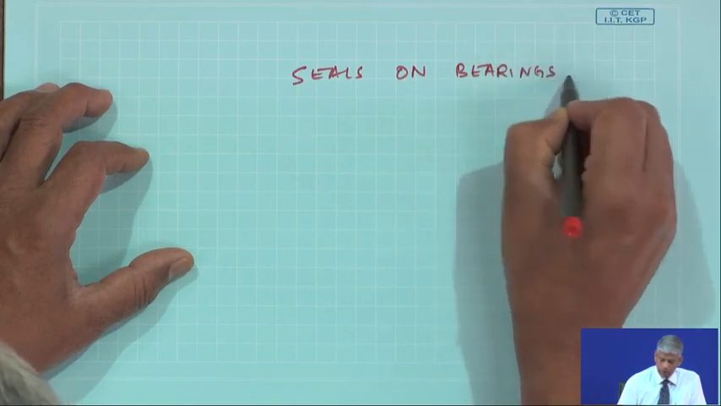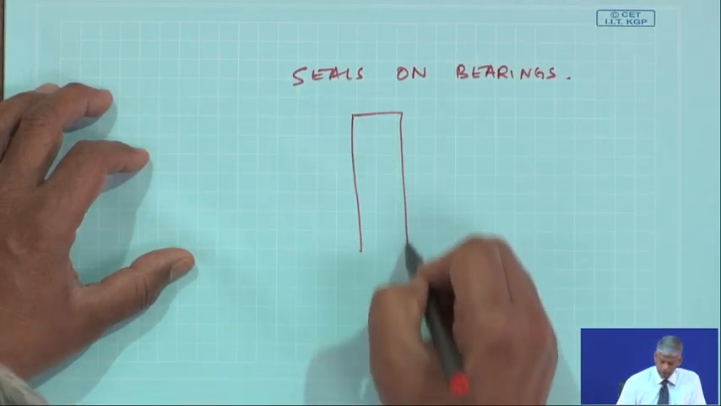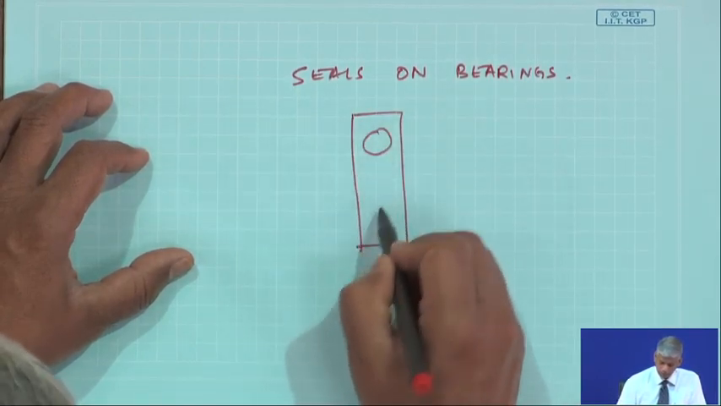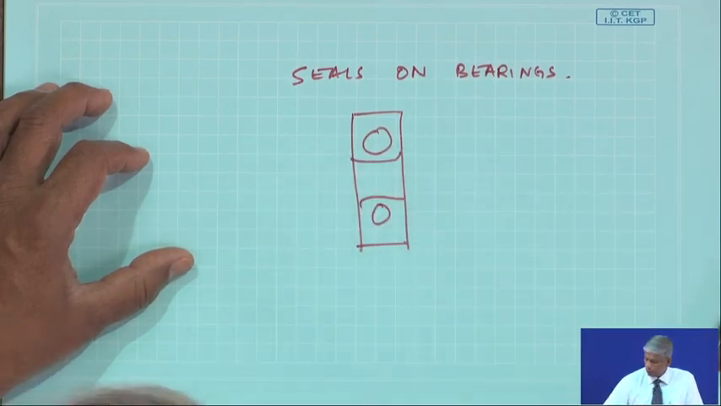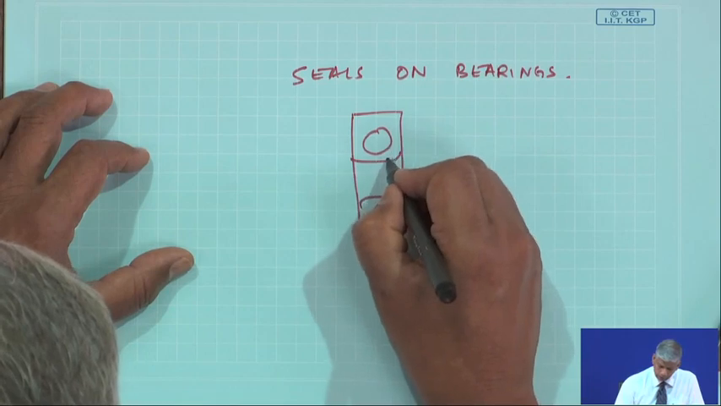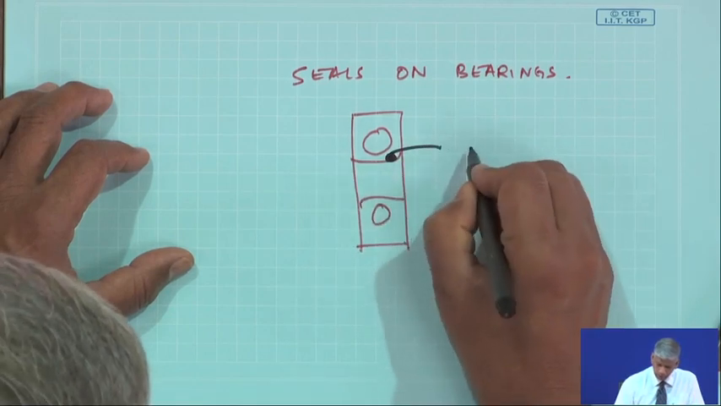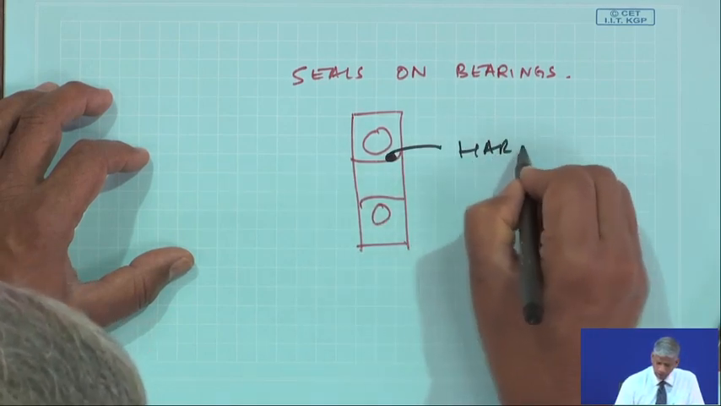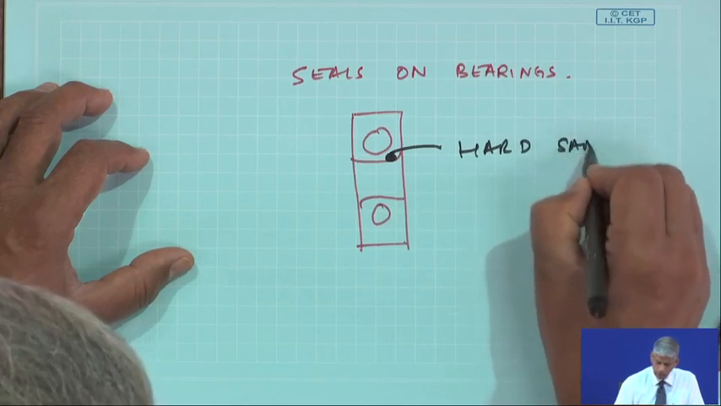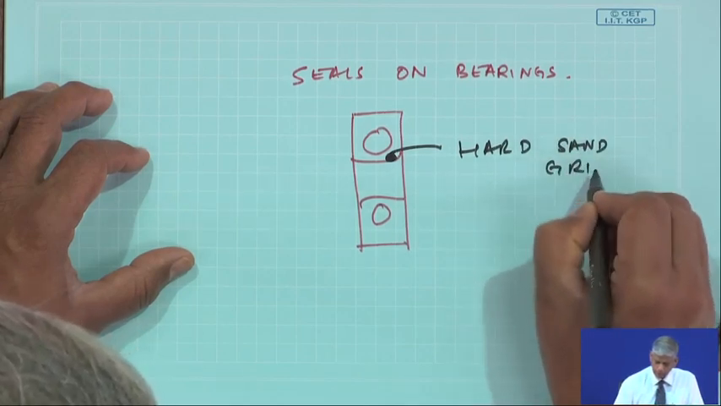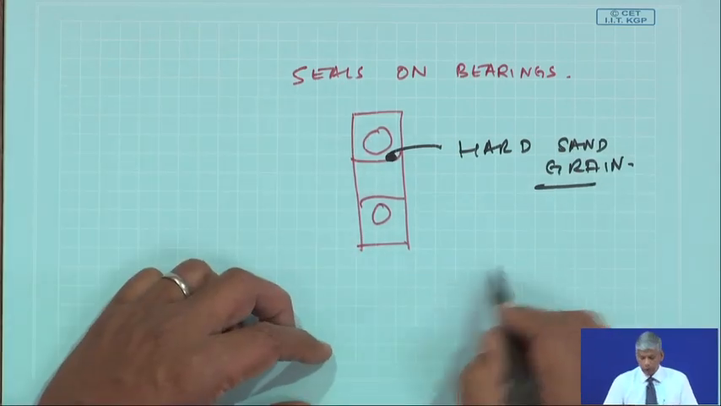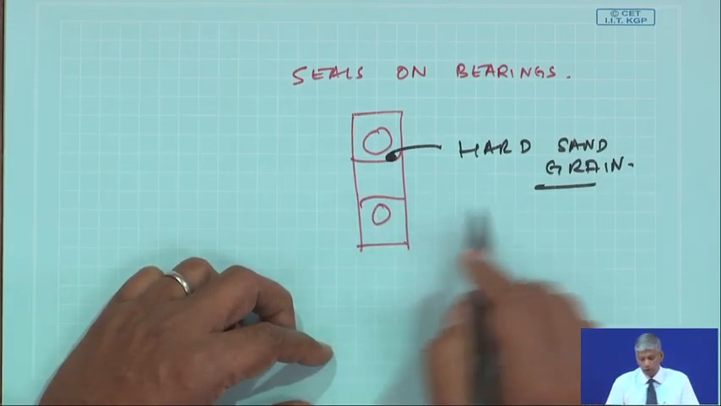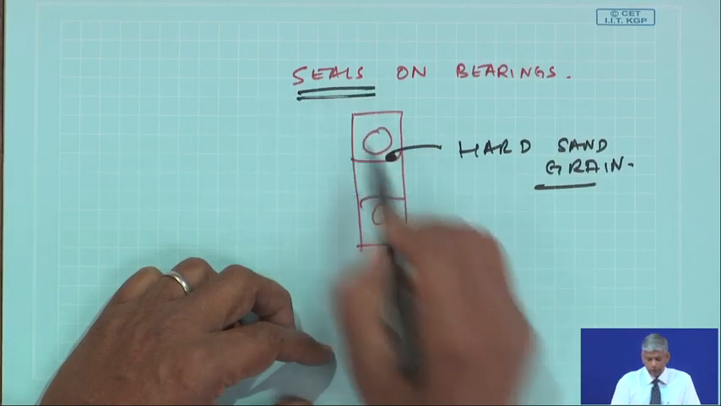because imagine I have a bearing and one foreign particle gets trapped, hard, a sand grain. So, this is going to score the races and it will form a lot of pits. So, this has to be avoided.